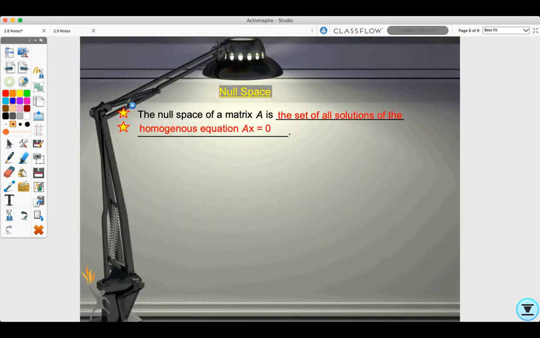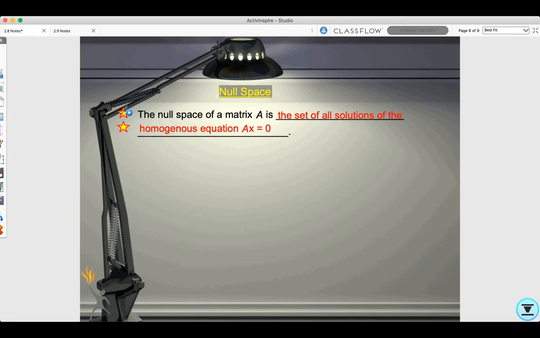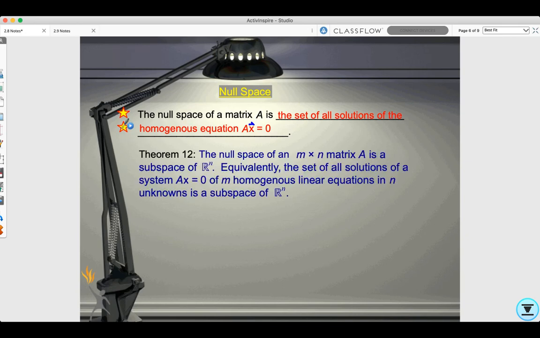The null space. The null space of matrix A is the set of all solutions of the homogeneous equation Ax equals 0. Theorem 12. The null space of an m by n matrix A is a subspace of R to the n. Equivalently, the set of all solutions of a system Ax equals 0 of m homogeneous linear equations in n unknowns is a subspace of Rn.